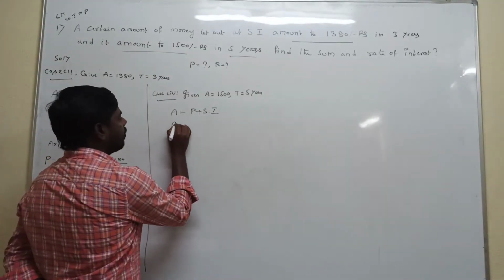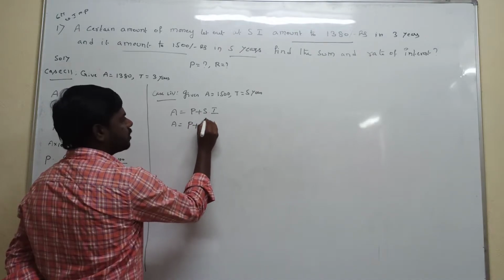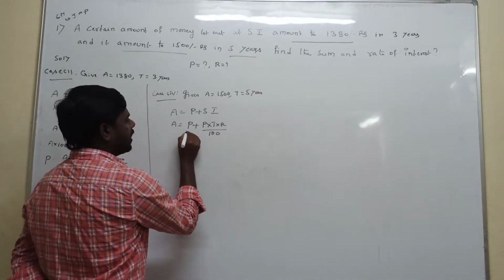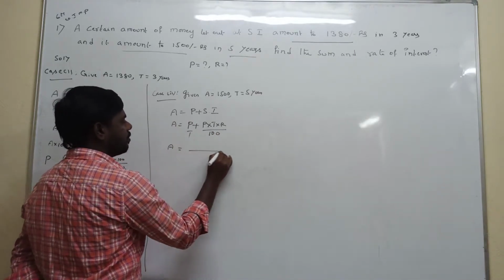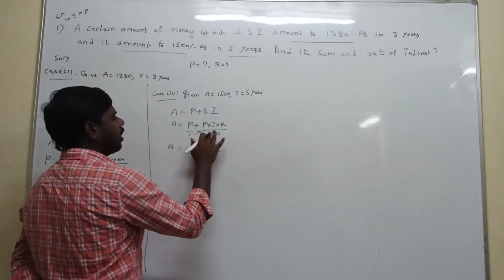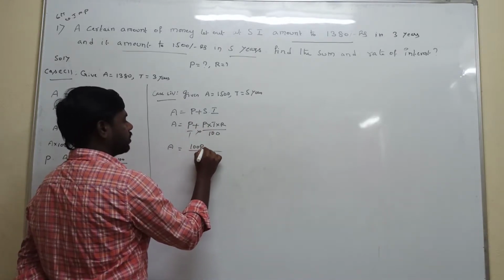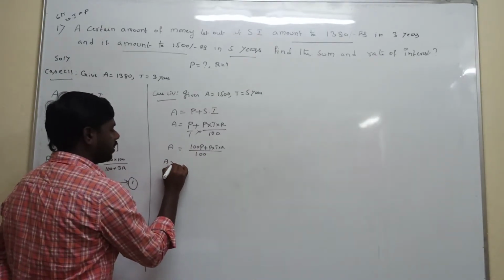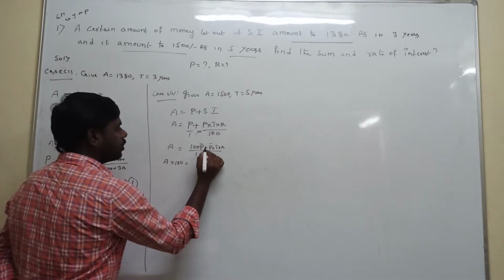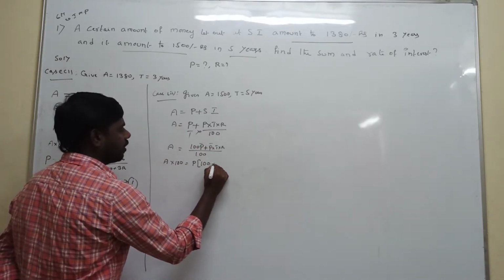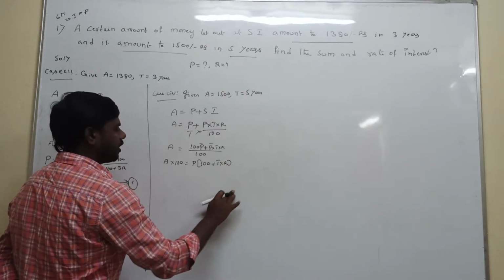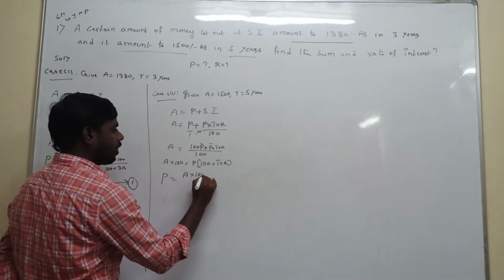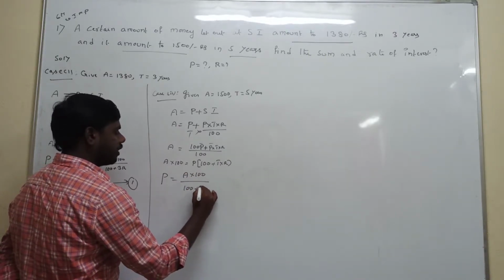No problem. Capital A is equal to P plus, substituting the simple interest formula, PTR by 100. Now P has no number with it, so take 1. Take the LCM, 100. Cross product: 100 into P is 100P, plus 1 into PTR is PTR. After that, cross product with 100 on the left hand side: A into 100 is equal to, taking P common outside, 100 plus TR. After that, taking the denominator to the left hand side, P is equal to A into 100 divided by 100 plus TR.